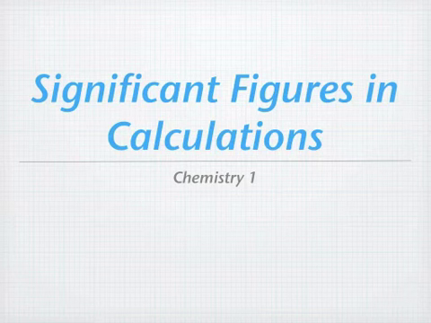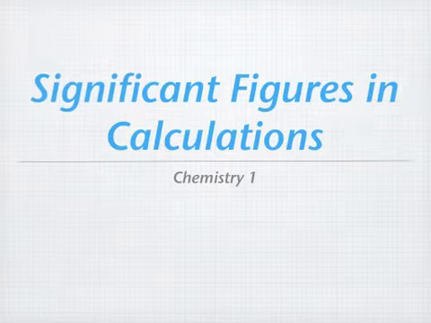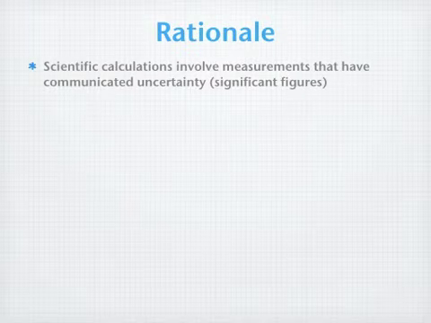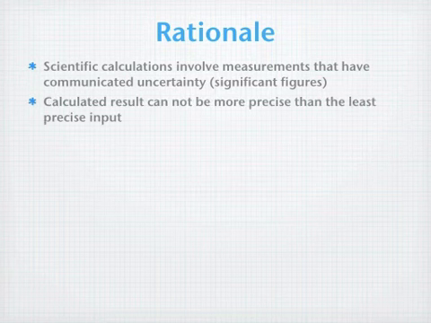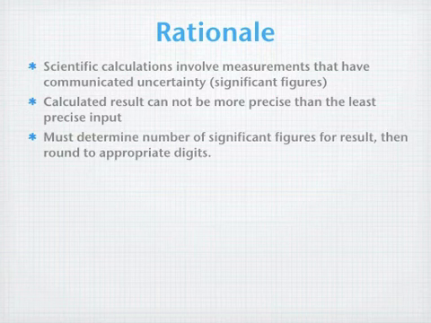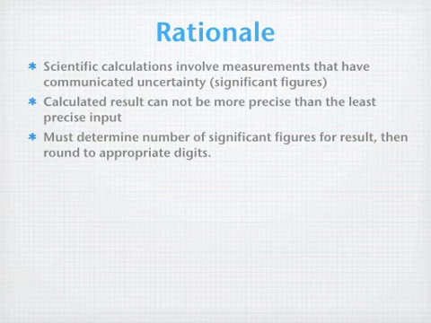Welcome to video number 5 for chapter 2, in which we look at significant figures in calculations. Why do we need to worry about sig figs in calculations? First of all, scientific calculations involve measurements that have communicated uncertainty, which is given by their significant figures. The calculated result cannot be more precise than the least precise input value, and we have to learn how to determine the number of significant figures for the result and then round that result to the appropriate number of digits.